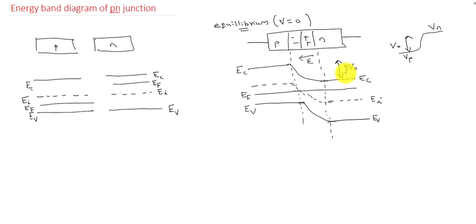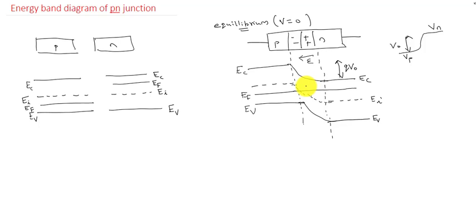So this we have to mark in the energy band diagram. This energy difference is known as QV0, and the value is measured in electron volts. That's why QV0. So this is the energy band diagram of a PN junction under equilibrium. The Fermi level at equilibrium condition is always a constant. So this is the band diagram for equilibrium condition.